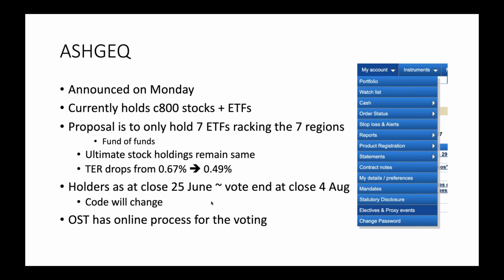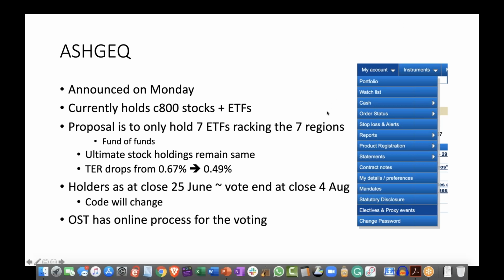In the case of the ASHGEQ, if you hold it as at close 25 June, you will be required to vote. That vote ends on 4 August, so it's running quite a chunky time, almost 6 weeks. And of course, 25 June was yesterday. So if you hold it at close of yesterday, you've got until 4 August to make your election. And online share trading, as I said, makes this deadly easy for us in that we can do it online. So they will send an email and say, hey, you've got an election to make.